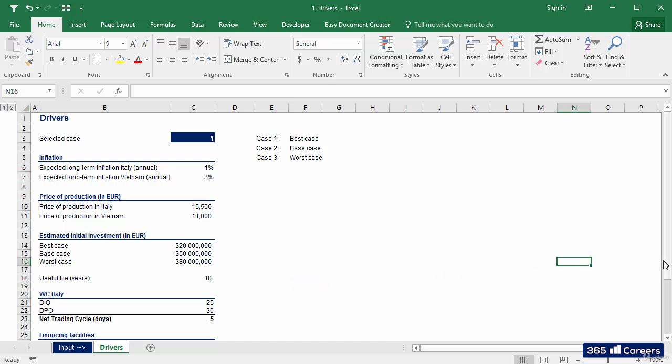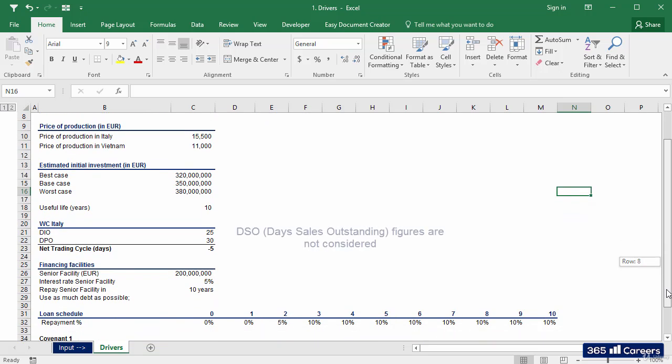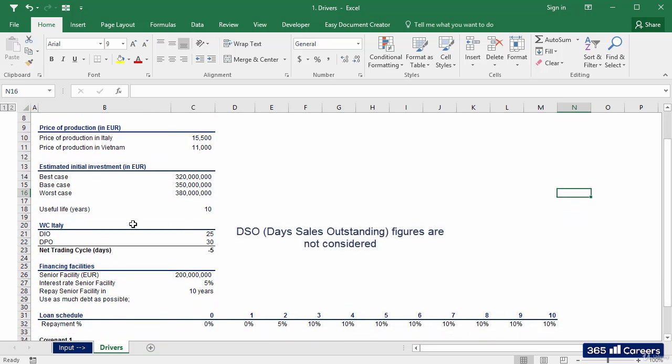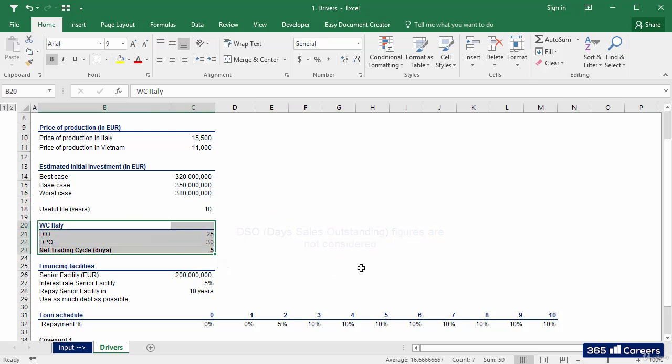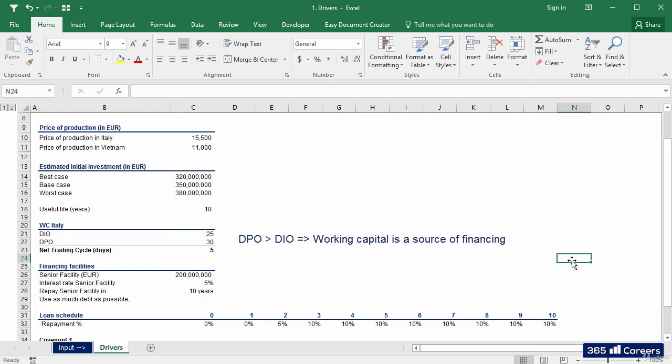Our inputs page contains information about the working capital figures observed in Italy. Given we consider production only, DSO figures are not included. The firm has a favorable net trading cycle in Italy, which means it can finance part of its operations with supplier's capital, given that DPO is higher than DIO.